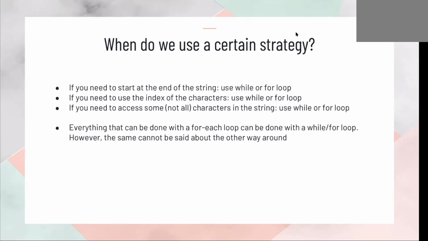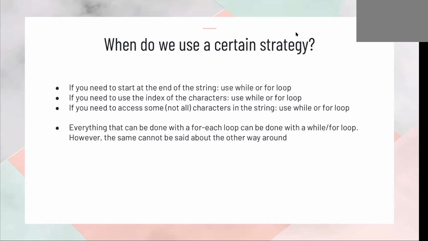Also, if you need to access some and not all characters in the string, so let's say you only want every other character, or only indices that have a 1 in it, something along those lines, then you want to use a while loop or for loop instead of a for each loop, because a for each loop will hit every single character in a very specific order from the very beginning to the very end.